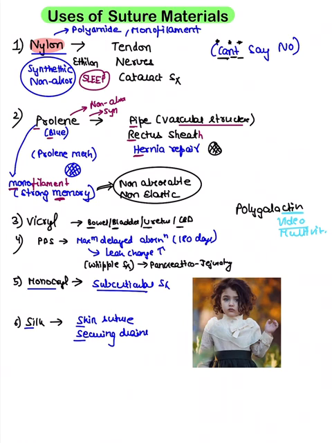Then PDS. That is polydioxanone. So how do you remember this PDS? Dioxanone. Okay, di means 2, X means 10, non means 9, that is 180 days. So you have a maximum delayed absorption. So you will use this when the chances of leakage are high. It is used in Whipple surgery during the pancreatico-jejunostomy. Remember, PDS, pancreatico-jejunostomy.